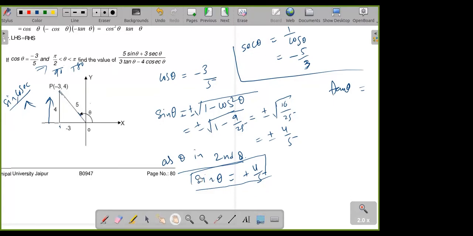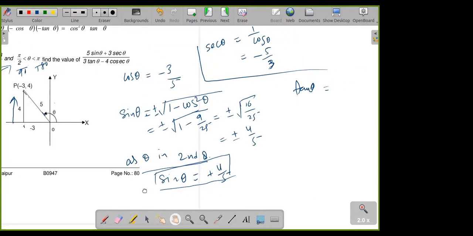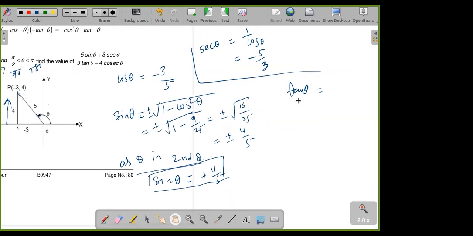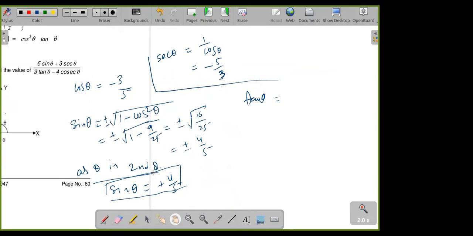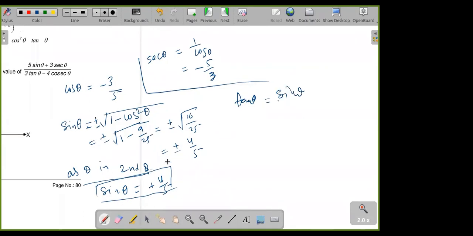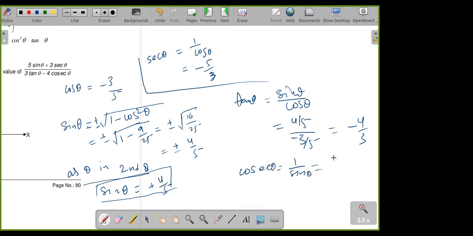So we found sine, cos. Okay, we have to find tan. Tan means sine by cos. Sorry, sine is 4 by 5, and cos is -3 by 5. So it will become -4 by 3. And then last, cosec, the reciprocal of sine. That means it will be 1 by 4 by 5, means 5 by 4.